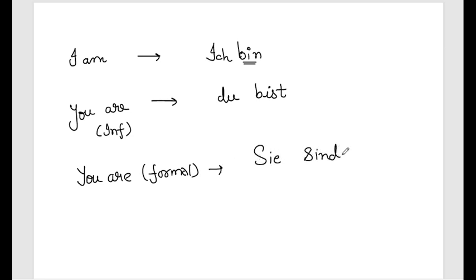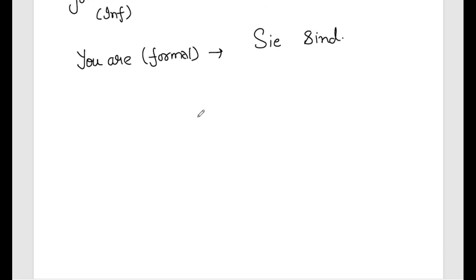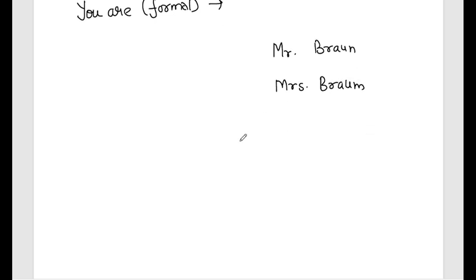Now, if you are addressing someone formally, in English we address the person using Mr. and Mrs. For example, Mr. Brown, Mrs. Brown. Corresponding to Mr. in German, we have Herr. And corresponding to Mrs., we have Frau.